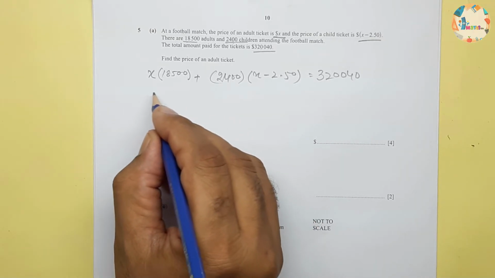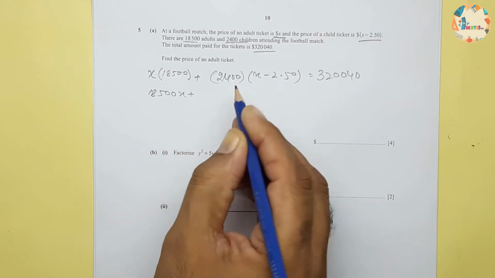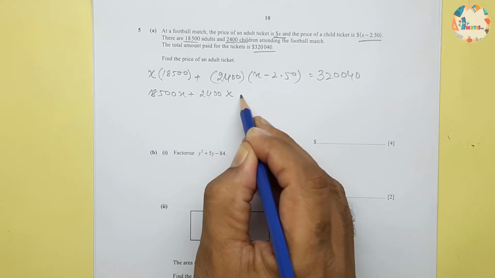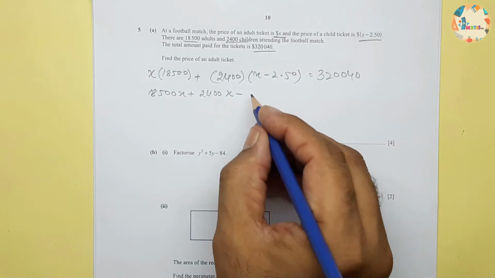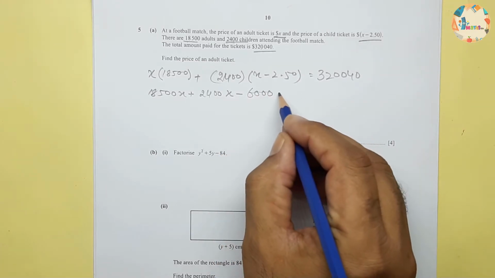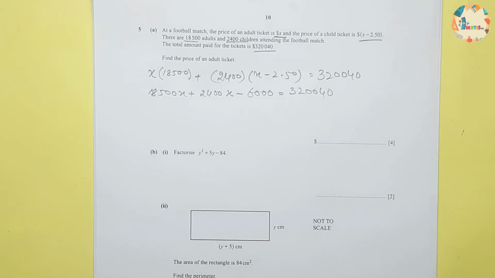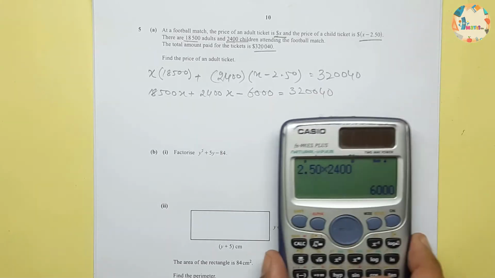For that we will multiply, so this will become 18500X plus this multiplied by this, so it will be 2400X, and minus 2.50 multiplied by 2400, this will be equal to 6000. So we can write here 6000 is equal to 320040. So this will be our expanded equation. Now we'll have to simplify. These two are the X values which we can add.